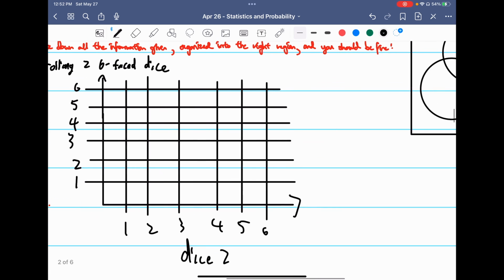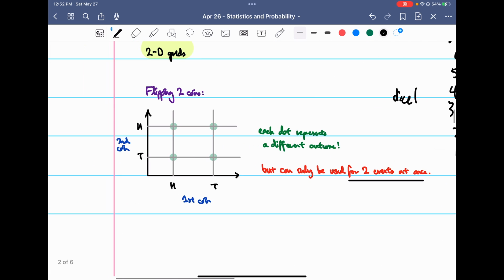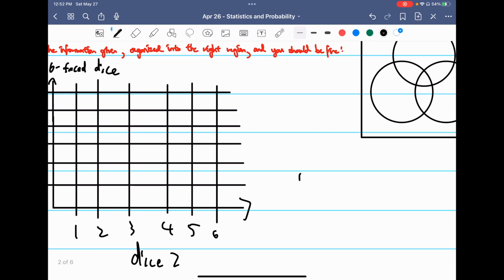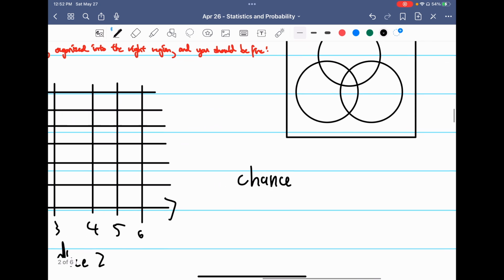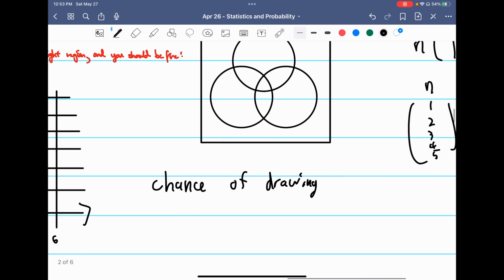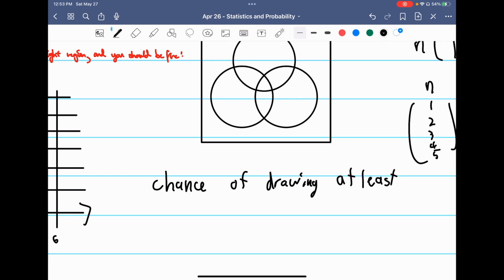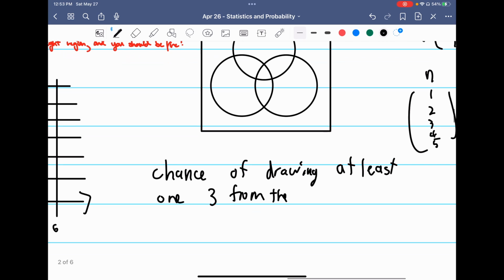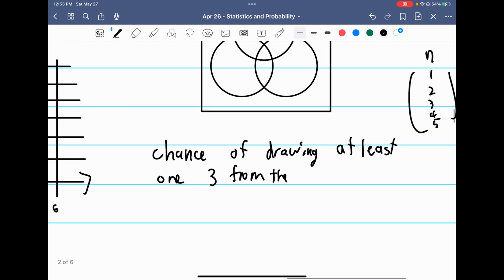So, for instance, if you want to get the outcome of probability, not probability, let's do chance, of drawing at least 1 three from the 2 dice. So like we want at least 1 dice rolling a 3 out of the 2 dice.